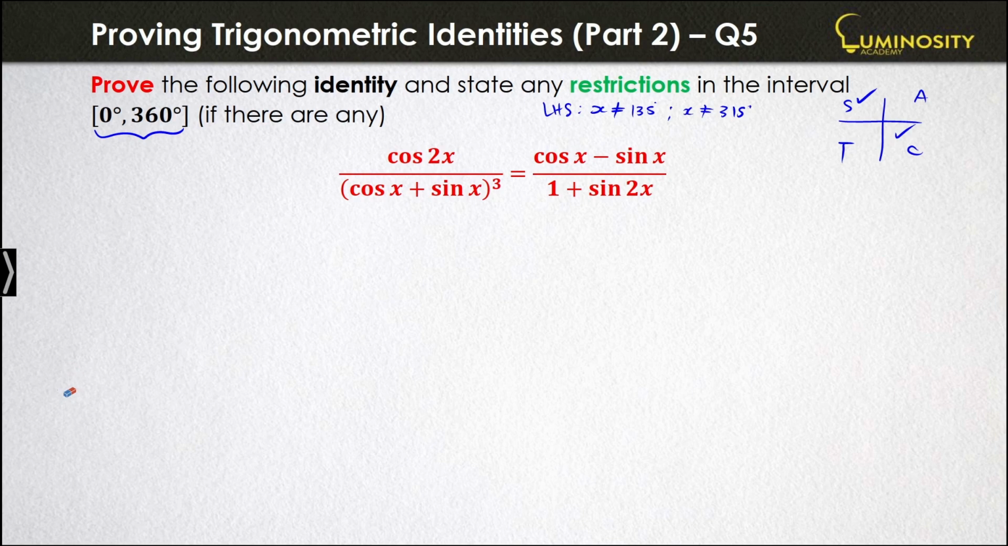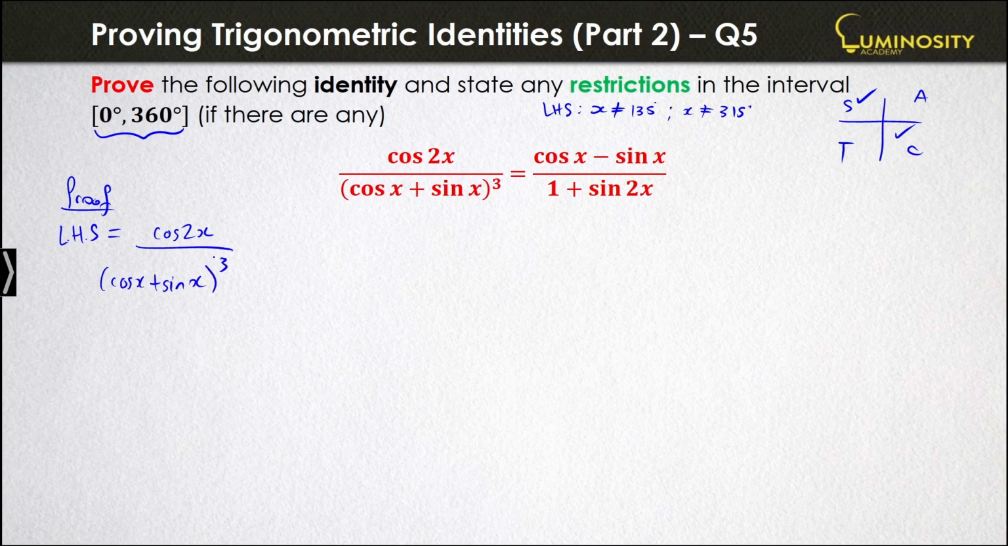Okay, so I'm going to start, I think, maybe with the... both sides look quite complicated. But I think I'm going to go with the left-hand side. So let's see what happens. Left-hand side. So here's my proof. That's going to equal cos 2x all over cos x plus sine x all cubed.